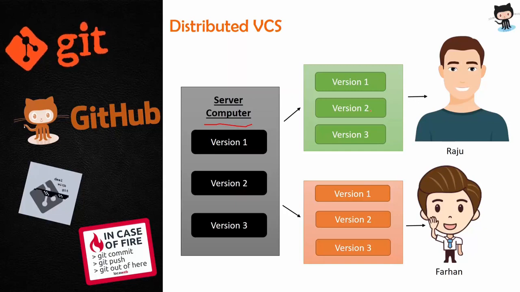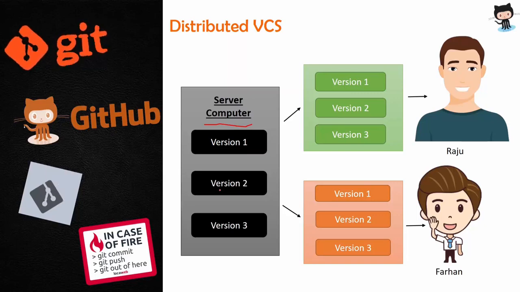So now, what if the central server goes down? This central server just goes down. What will happen? See, in that case, Raju is having a copy. Farhan is also having a copy in their local machines. So these project files can be copied to the central server. So here the users will also interact with each other, and they can also copy their project files to the server. So that is why Git is known as a distributed version control system.